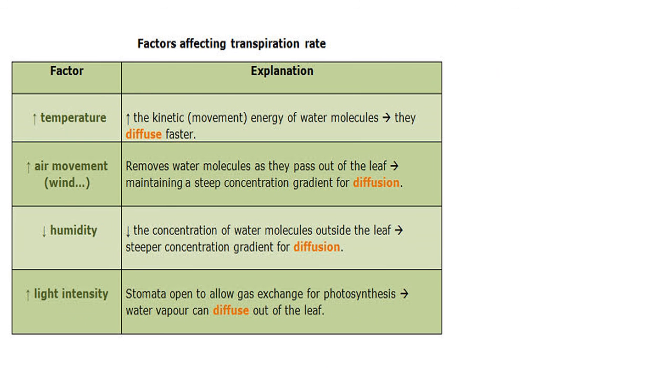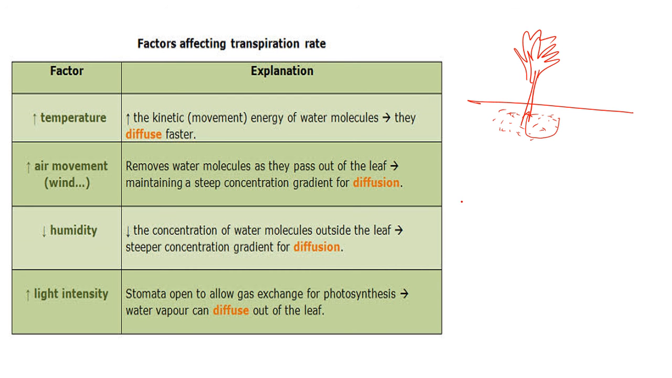Now, what are the factors affecting the transpiration rate? We know that the greater the temperature, the greater the kinetic energy. So if the water found in the soil is relatively warmer, the osmosis of water, or diffusion of water, from the roots up to the stems also becomes faster.